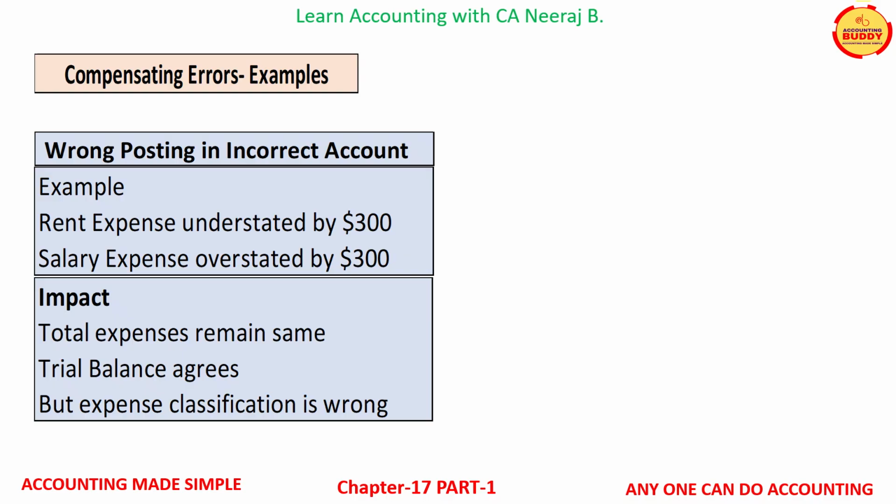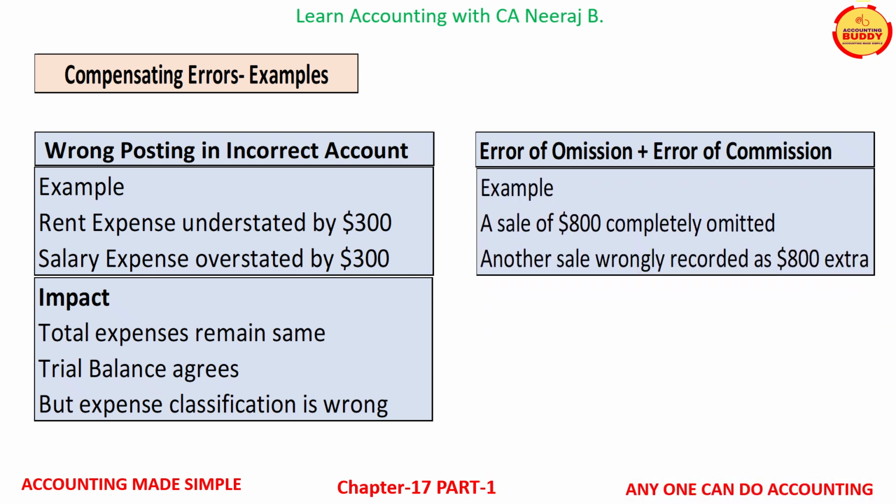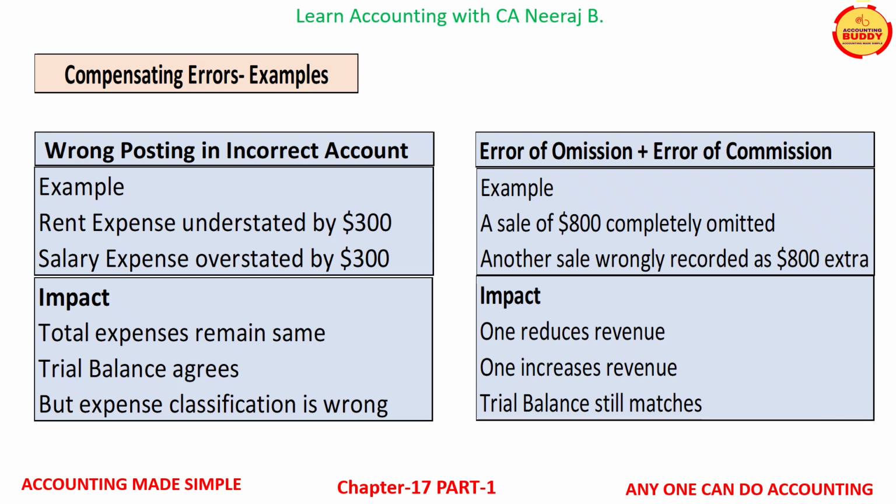Now let us take another example of error of omission, which also becomes an error of commission. For example, a sale of $800 to a customer is completely omitted and another sale to another customer is wrongly recorded as $800 extra. The impact of this error is that one error will reduce the revenue while the other error will increase the revenue. The trial balance will still match, however the respective customer accounts will be wrongly reflected.